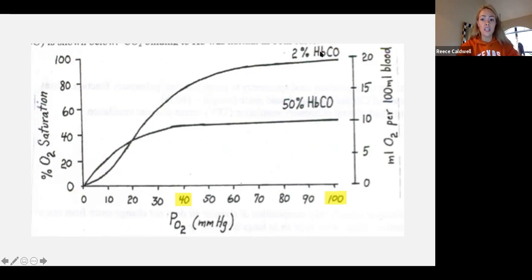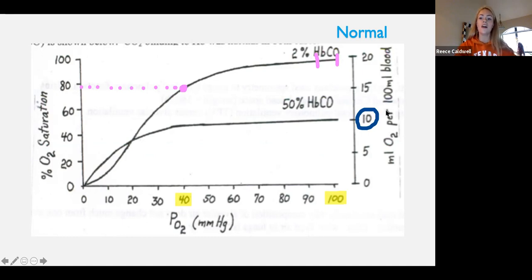So this 2% hemoglobin carbon monoxide curve, this is our normal curve. This is our normal curve because you can see at the lungs, we are 100% saturated with oxygen. So at the lungs right here, we are about 100% saturated with oxygen. At the tissues, we're about 75%. So that shows us that normal curve that we looked at before. One thing to note about this curve is it has a sigmoidal shape. A sigmoidal shape is the normal shape of the saturation curve.